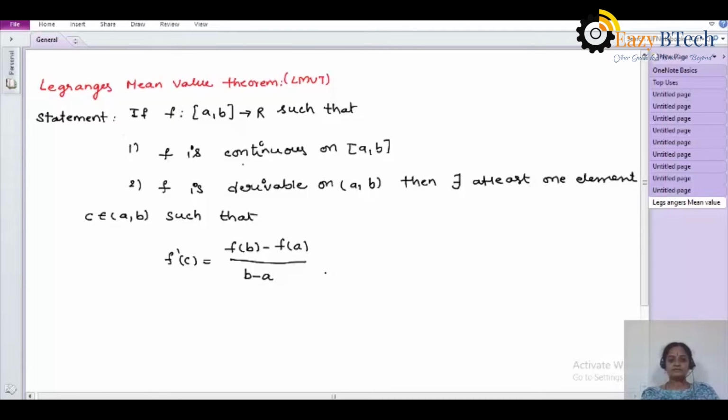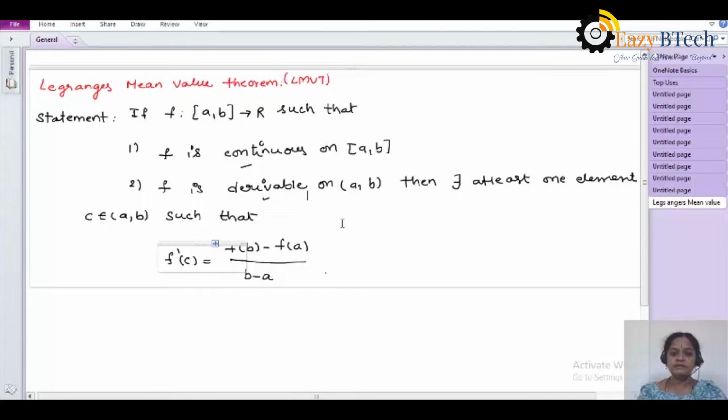So f is continuous on the closed interval and derivable on the open interval. Then there exists at least one element c belonging to the open interval (a, b), such that f'(c) is equal to (f(b) minus f(a)) by (b minus a). That is the statement of Lagrange's mean value theorem.